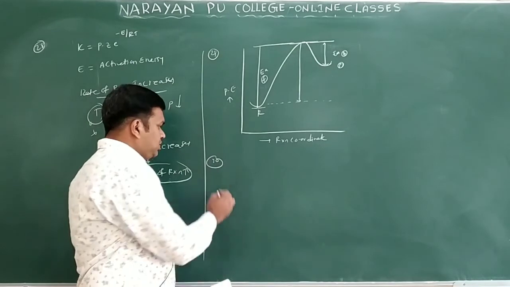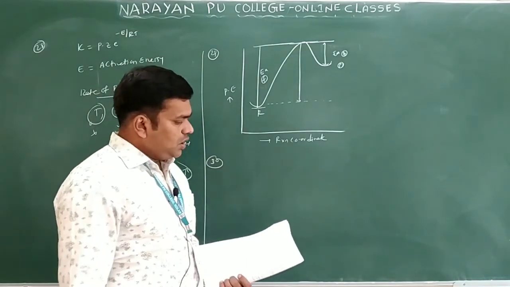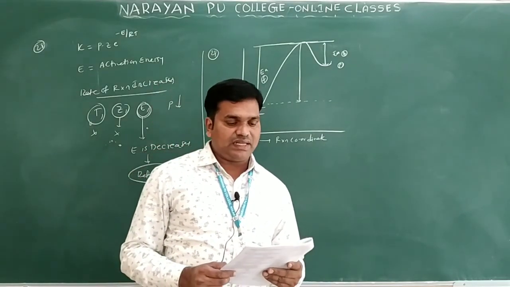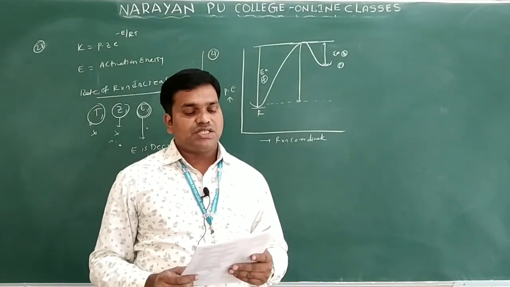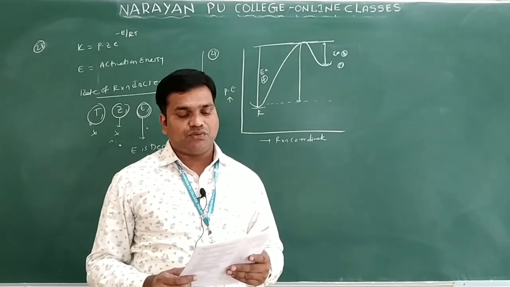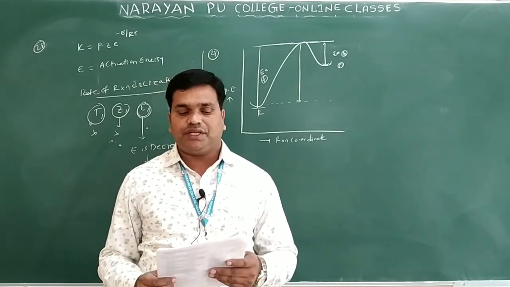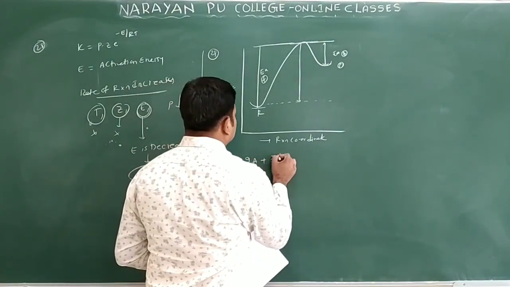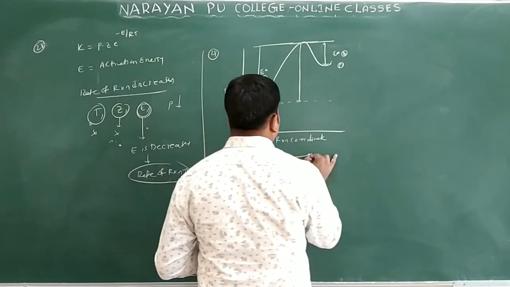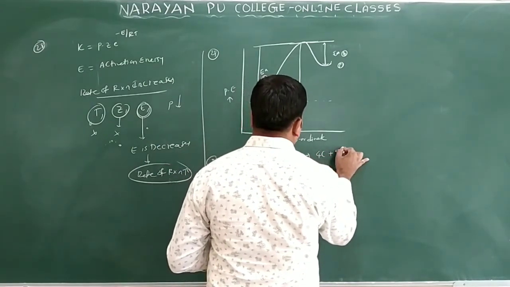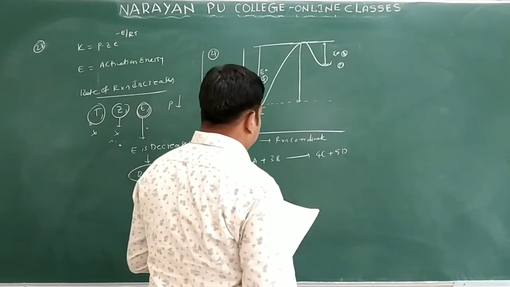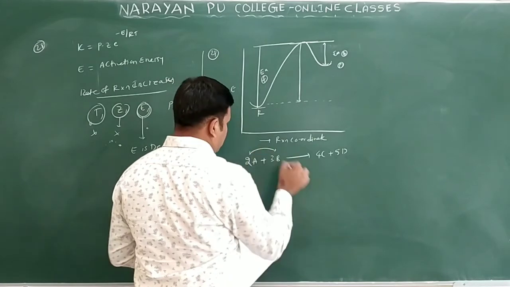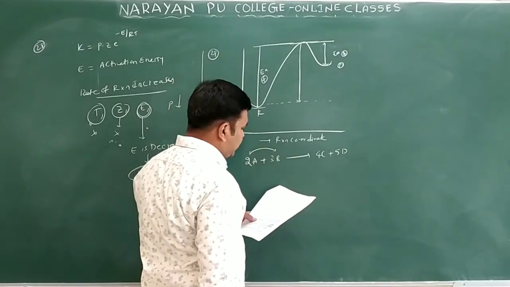Now we will see question number 30. For the following reaction 2A + 3B gives 4C + 5D, the rate of disappearance of B is 0.06 mole per liter per second. What will be the rate of disappearance of A? What equation is given? 2A + 3B gives rise to 4C + 5D. The rate of disappearance of B is given, and they are asking for the rate of disappearance of A.